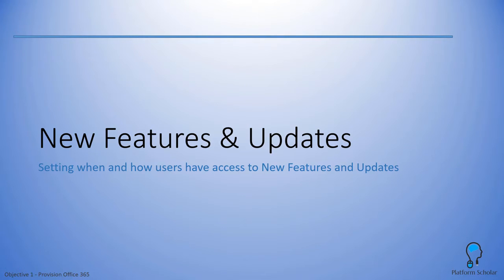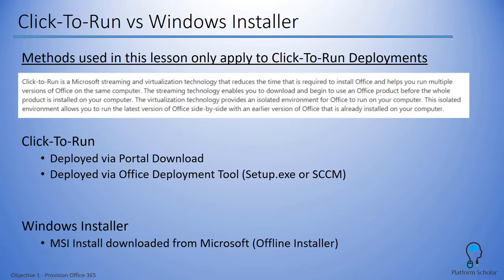Okay, so let's talk about configuring new features and updates for Office. And this is a fairly lengthy and complex topic. So there are two different methods of local installations with the new version of Office. For businesses that have Office 365 subscriptions, they'll be using the new Click to Run method.